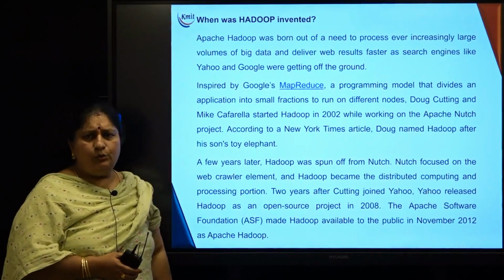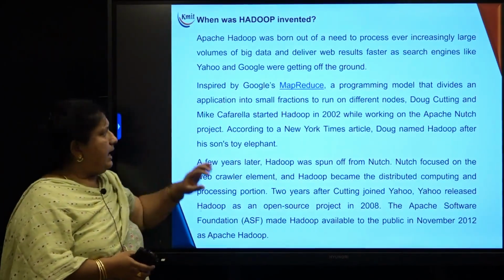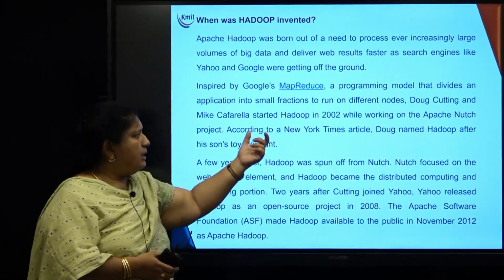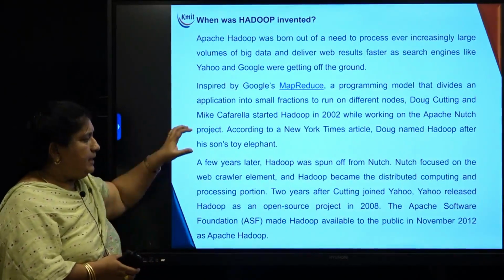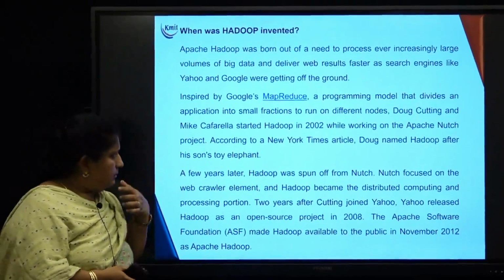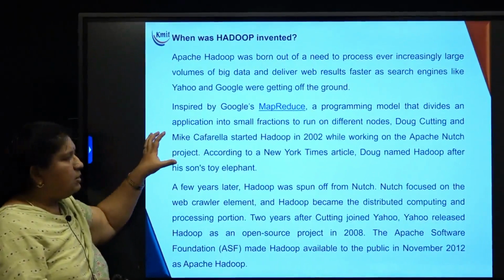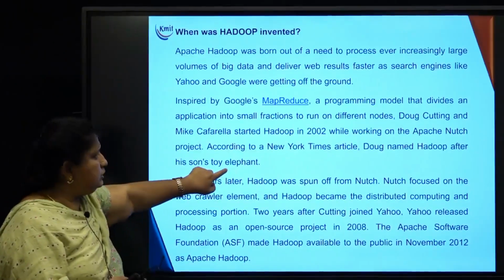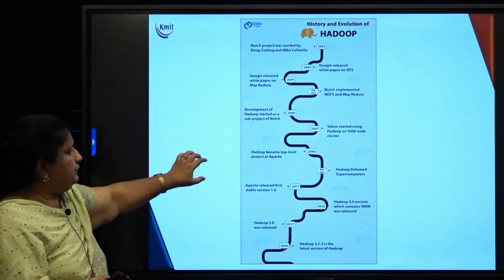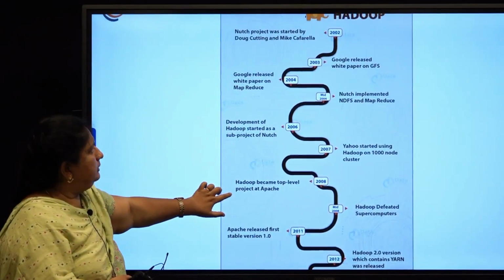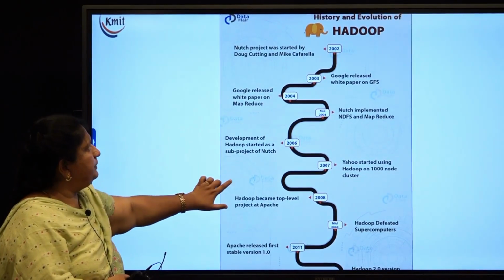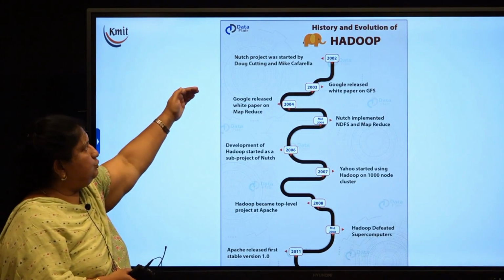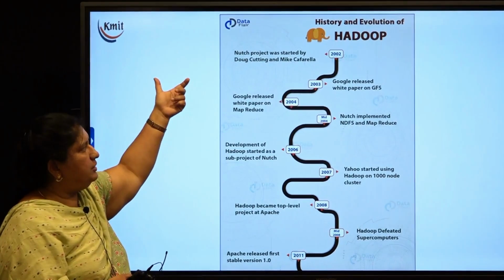Then, when was Hadoop actually started? It started somewhere in 2002 by two people, Doug Cutting and Mike Cafarella. These two people were working at Yahoo, and they were working on a project called Nutch. So, let us quickly see the journey of Hadoop so far. It started in 2002, when these two people started with the project called Nutch.